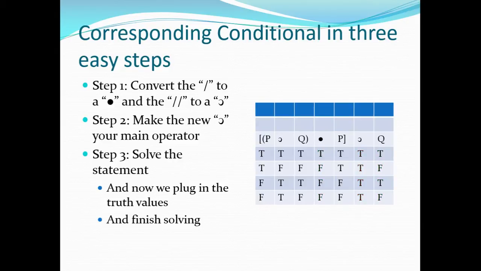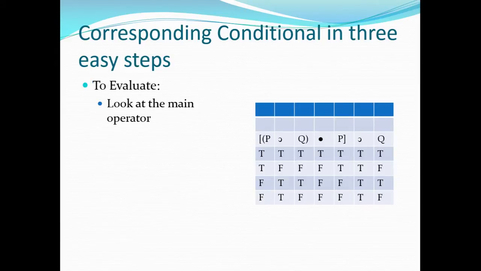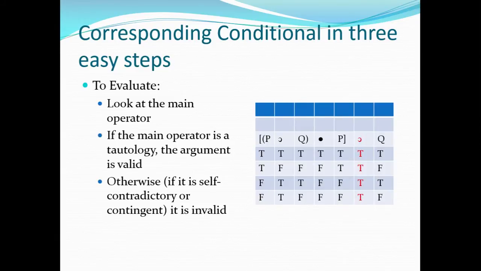And now we're done solving through the truth tables. In the final step, we have to evaluate. So what you do is you look at your main operator. If your main operator is a tautology, the argument is valid. Otherwise, in other words, if it's self-contradictory or contingent, it is invalid. This one's a tautology, so it's a valid argument.